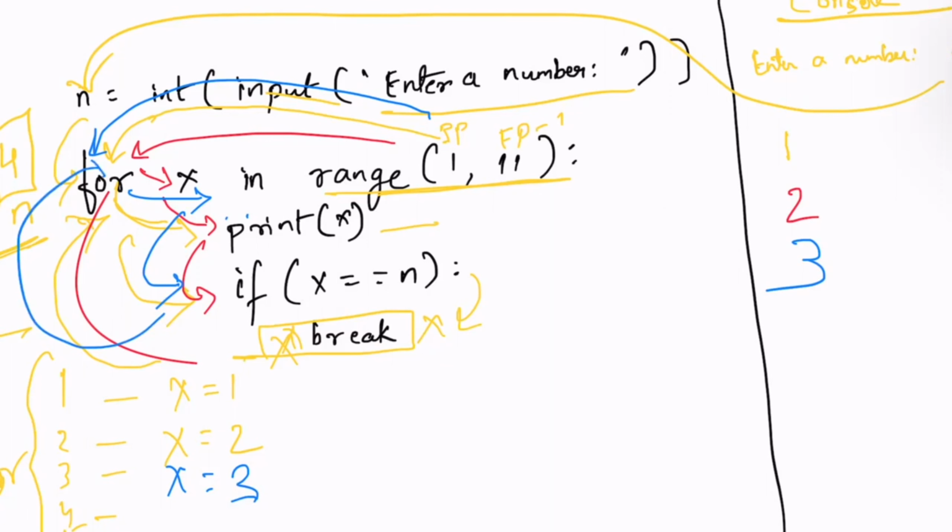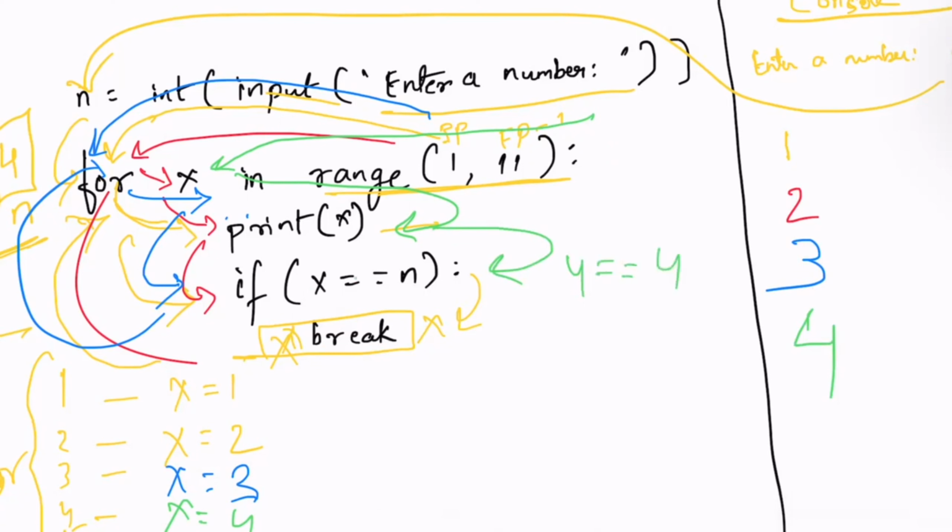Again it jumps back. Then finally, since x comes to 4, x is equal to 4. Here it moves to the next line and prints 4. Then it moves here and checks: okay, 4 is equal to 4, because n is 4 at this stage. So it is true, right?